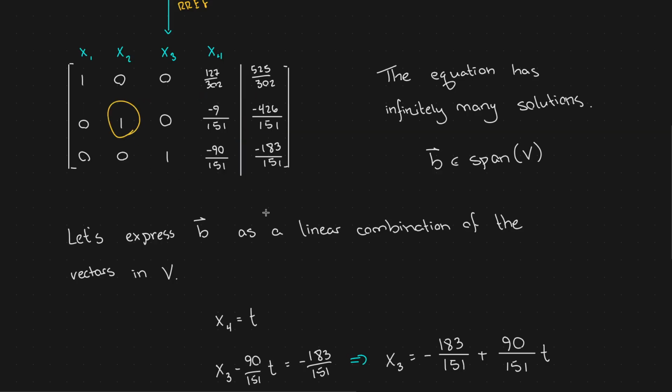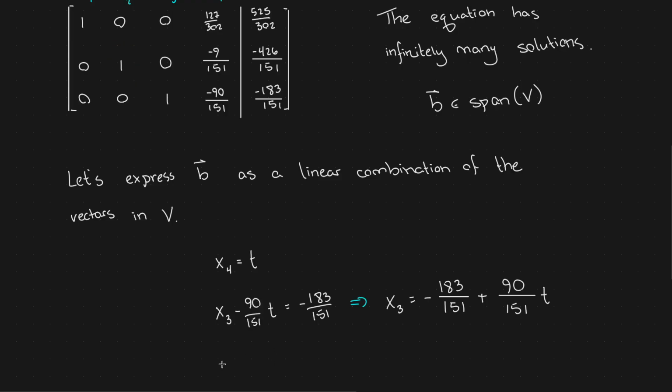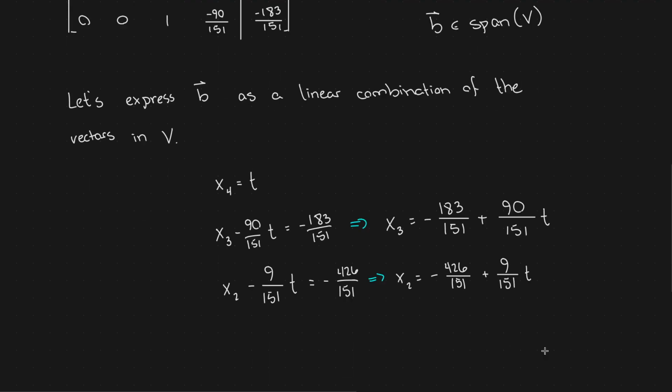So that's going to be 1x2 minus 9 over 151 x4, but x4 is t, so I'm going to go ahead and plug that in, equals negative 426 over 151. So solving for x2, I get x2 is equal to negative 426 over 151, and then let's add the 9 over 151t to the other side of the equation.